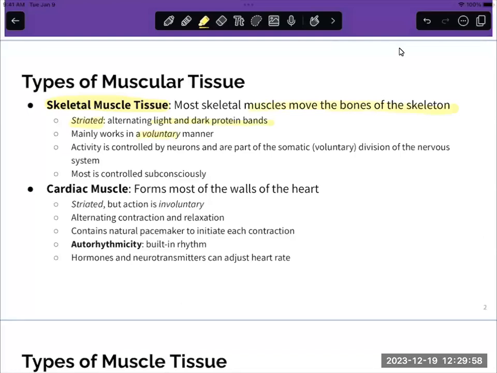And it's controlled by neurons. So that nervous system, we're going to look at how skeletal muscle moves with these neurons. It's part of the somatic voluntary division. Somatic means muscle.